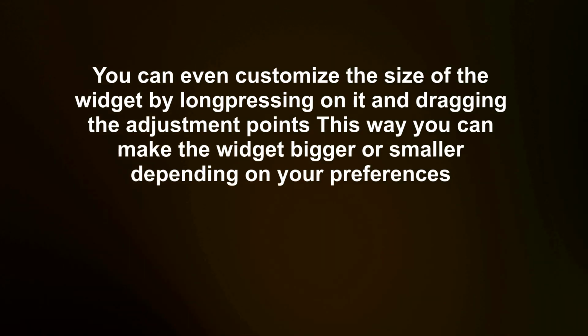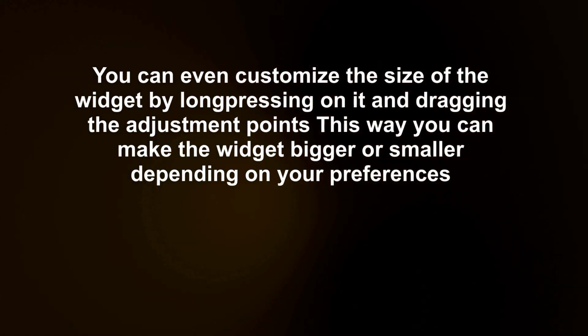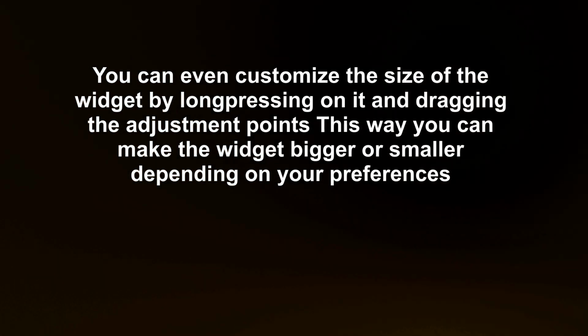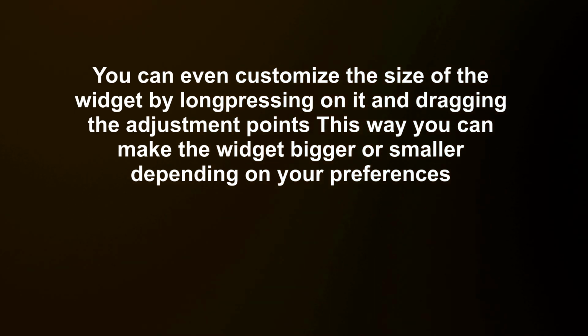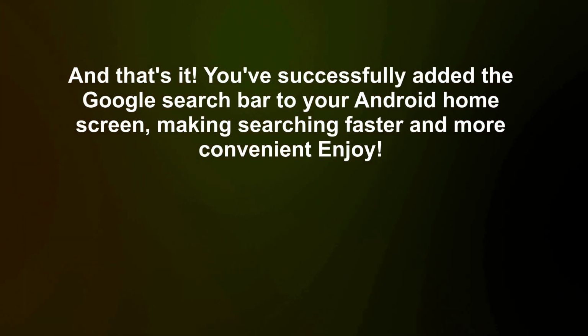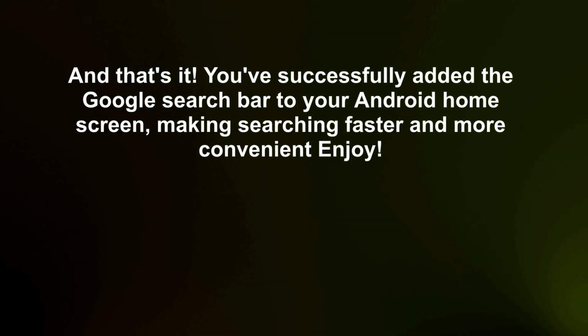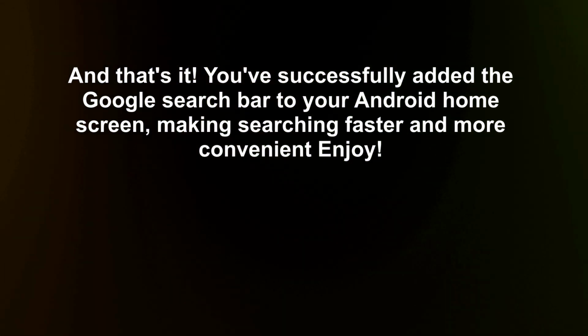It's that easy. You can even customize the size of the widget by long pressing on it and dragging the adjustment points. This way you can make the widget bigger or smaller depending on your preferences. And that's it. You've successfully added the Google search bar to your Android home screen, making searching faster and more convenient. Enjoy.